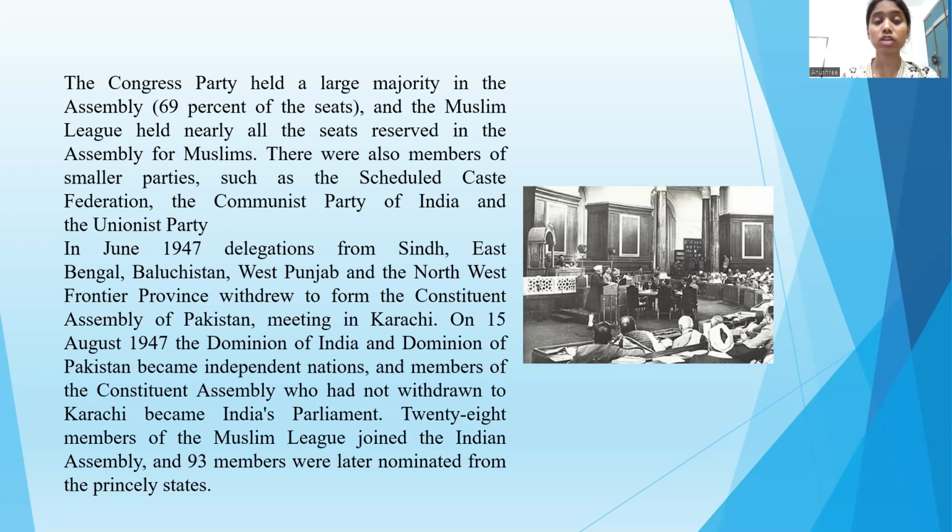On 15th August 1947, the Dominion of India and Dominion of Pakistan became independent nations, and members of the Constituent Assembly who had not withdrawn to Karachi became India's parliament. 28 members of the Muslim League joined the Indian Assembly, and 93 members were later nominated from the princely states.